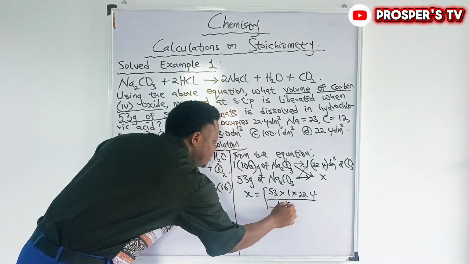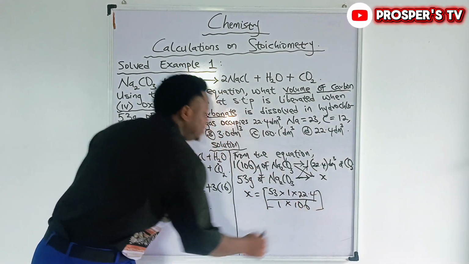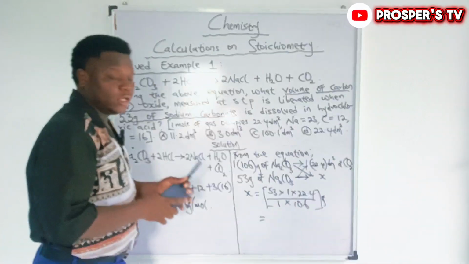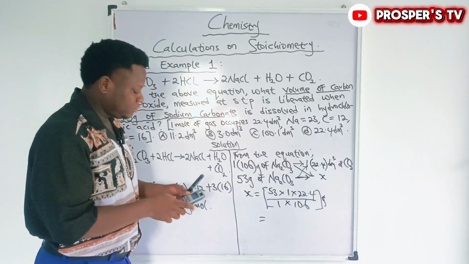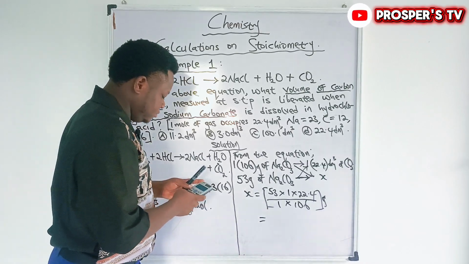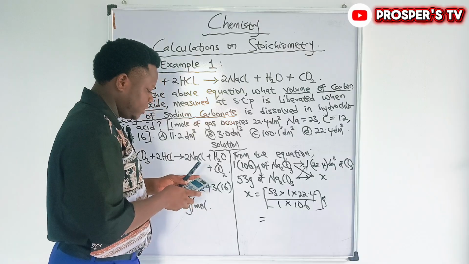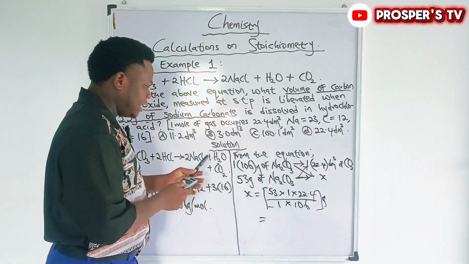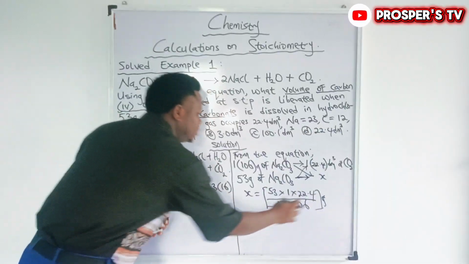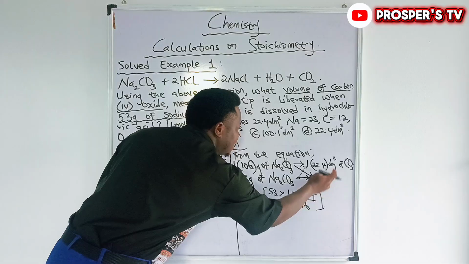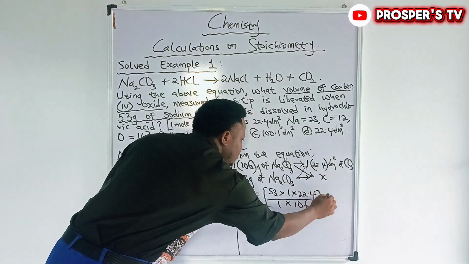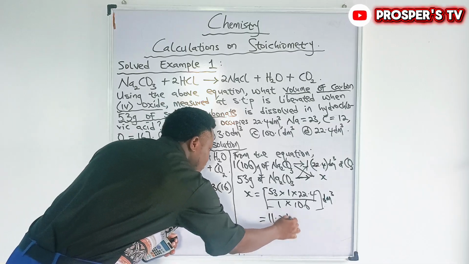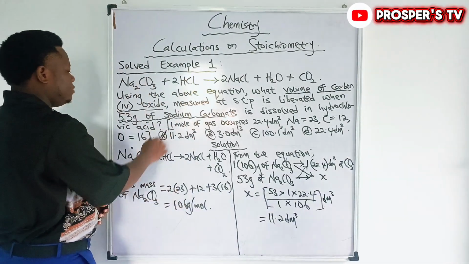So I'm dividing with 1 times 106. So we have grams as our unit. You punch that in your calculator and that gives you your answer quickly. We have 53 times 22.4 divided by 106. So that gives me 11.2. This is not meant to be grams. X is volume in dm cube. So your answer becomes 11.2 dm cube, which corresponds to option what?